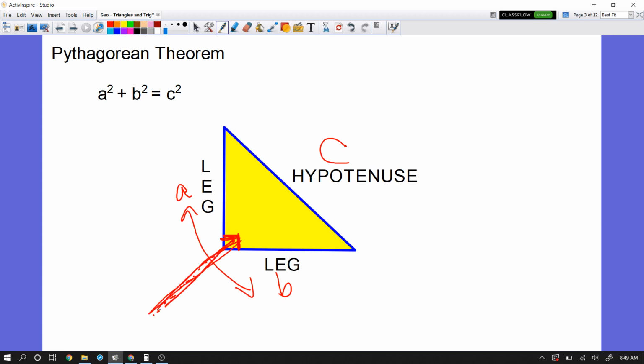So if you're wondering, where's the hypotenuse? The right angle is pointing at it. If there's no right angle, you don't have a right triangle, so there's not going to be a hypotenuse.